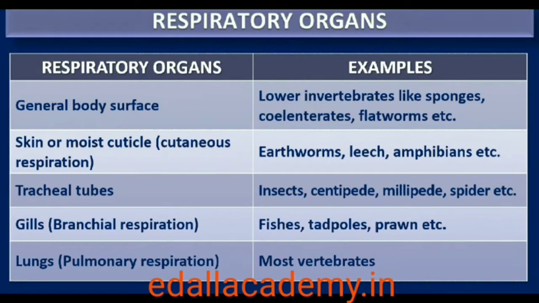Among vertebrates, fishes use gills, whereas reptiles, birds and mammals respire through lungs. Amphibians like frogs can respire through their moist skin also. Mammals have a well-developed respiratory system.